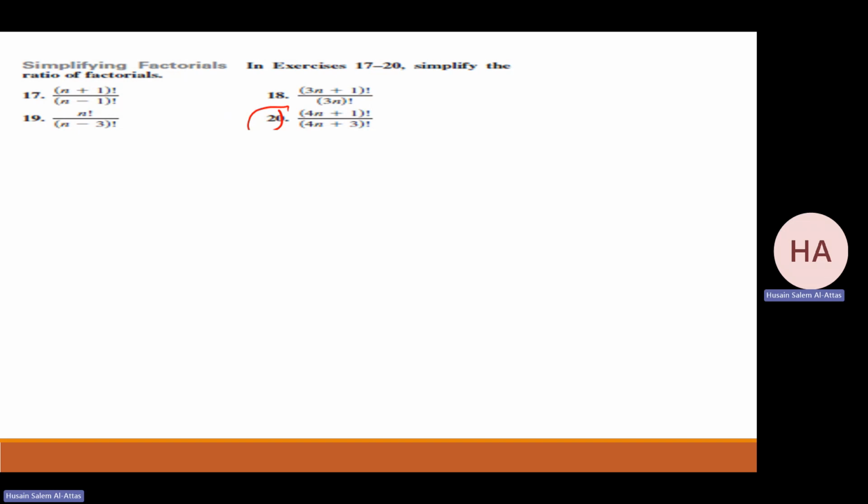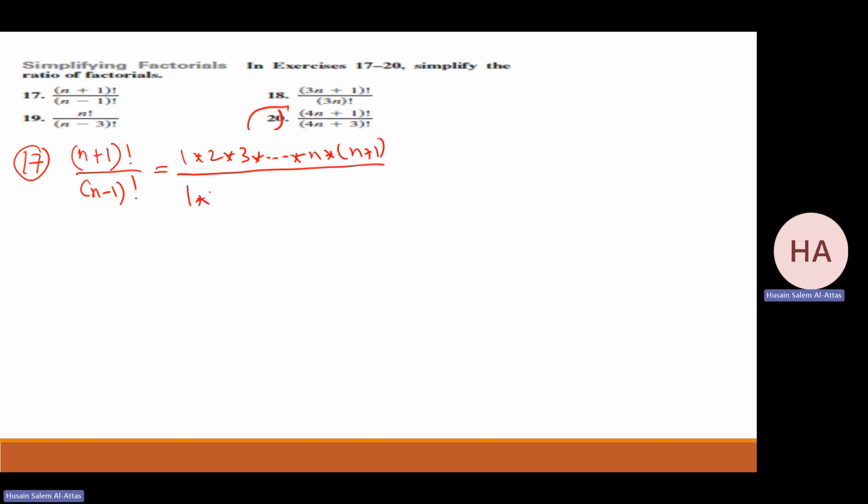Now, these are the questions in the book. Simplify the ratio of factorials. Let me do this problem just to understand the factorials more. The first one, 17: (n plus 1) factorial over (n minus 1) factorial. That will be 1 times 2 times 3 until I reach n, until I reach n plus 1.